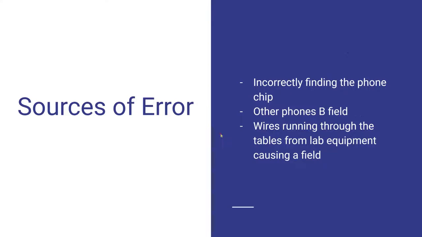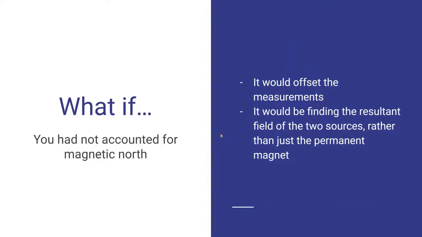And then some sources of error is we could have improperly located the chip. And then there were many sources of electricity within the room that could have skewed the data. So what if we had not accounted for Earth's magnetic north? It would offset the measurement slightly because we would be finding the resultant of the two fields rather than just the field we're looking for.